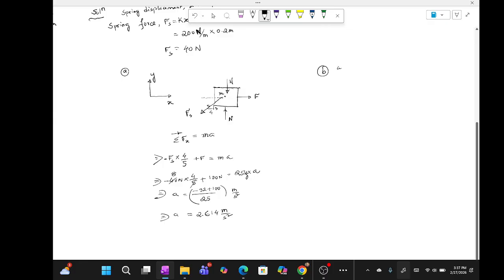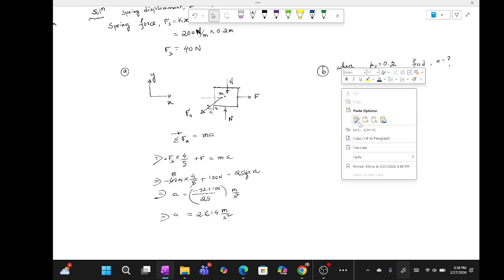So when mu k is 0.2, do I need to put a unit with mu k? No, because it's a coefficient, right? Unitless. All right. So what we're trying to do is find the same acceleration a. Now can I do one thing? Okay, let me put this aside.